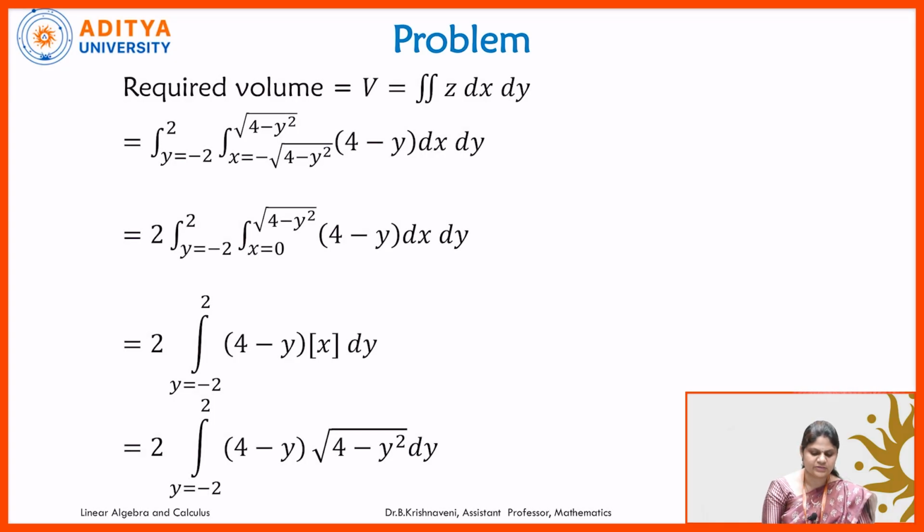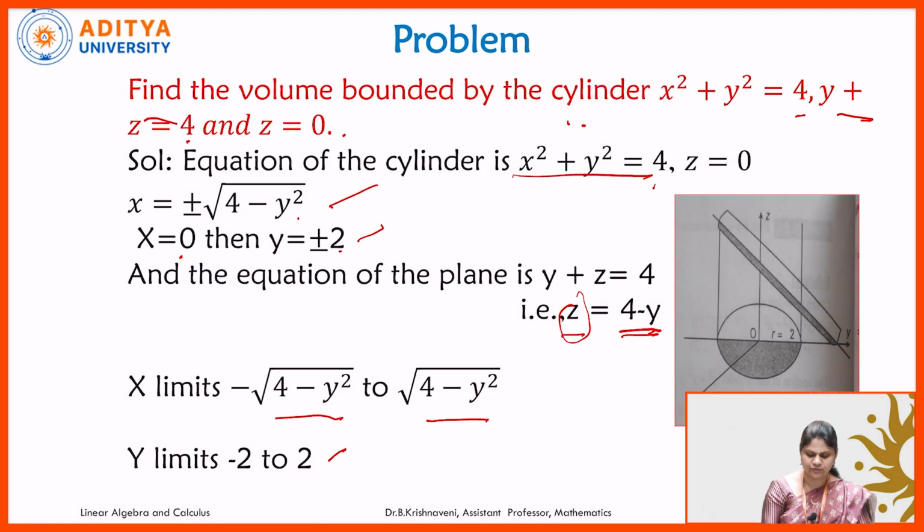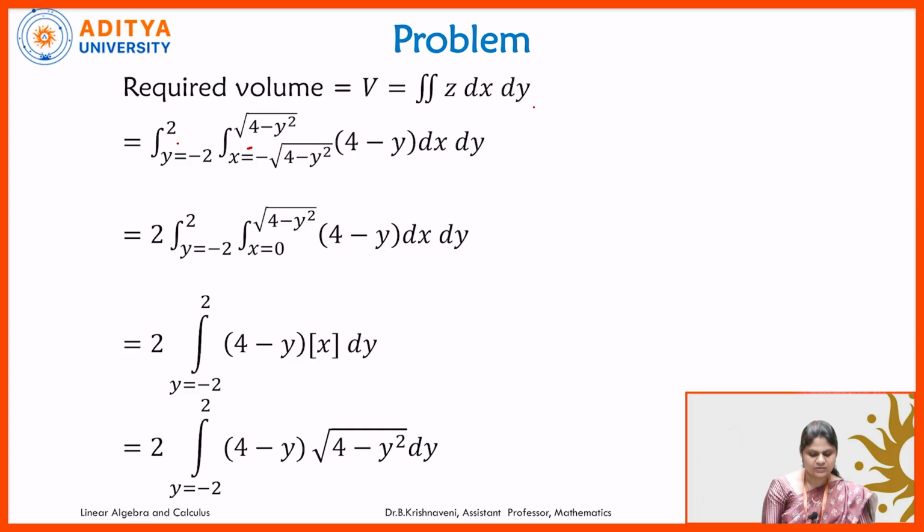The required volume is given by the double integral of z dx dy, where y is from minus 2 to 2, x is from minus root of 4 minus y square to root of 4 minus y square, and z, as we just got, is 4 minus y, dx dy. Since the x limits are variables, we need to integrate first with respect to x, then with respect to y. This is equal to 2 into integral y is equal to minus 2 to 2, x is equal to 0 to root of 4 minus y square, 4 minus y dx dy.